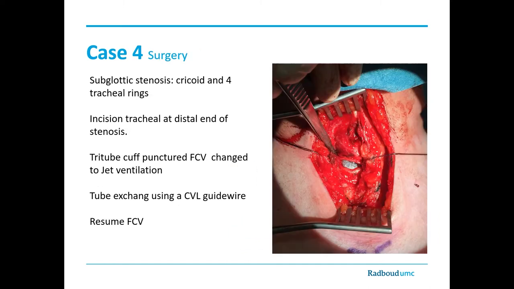The surgical plan in this case was to resect the cricoid cartilage and four tracheal rings. Incision was at the trachea at the distal end of the stenosis, as you can see in the picture on the right side. During this incision, Tritube's cuff was punctured. Then the Evone ventilator noticed that there was air loss, so it changed to jet ventilation. We decided to exchange Tritube using a CVL guide wire, and after that we could resume flow controlled ventilation, and the surgeon could position Tritube's cuff a little bit more distal.